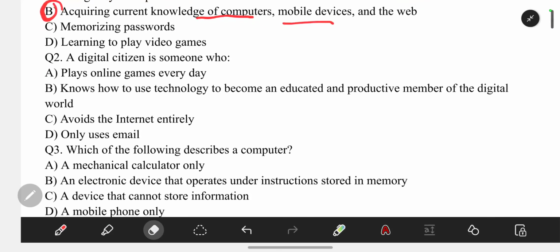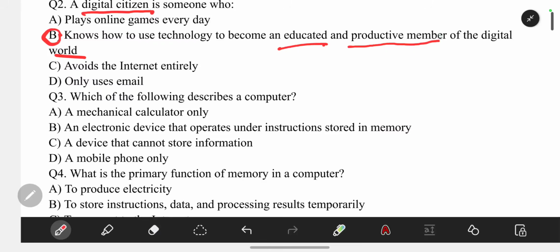Number 2, a digital citizen is someone. So if someone is a digital citizen, it means they know how to use the technology to become educated and a productive member of the digital world. They are able to contribute. Then that will be a digital citizen. So number 2, the answer is B.